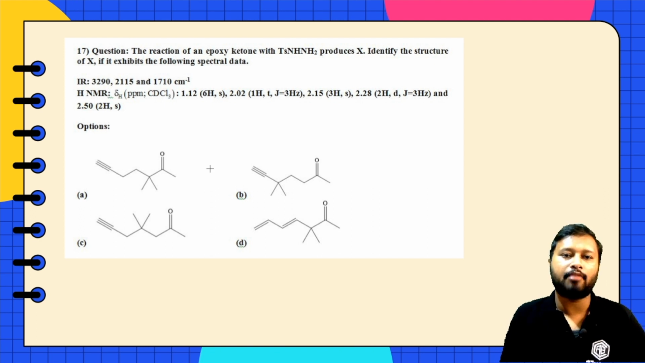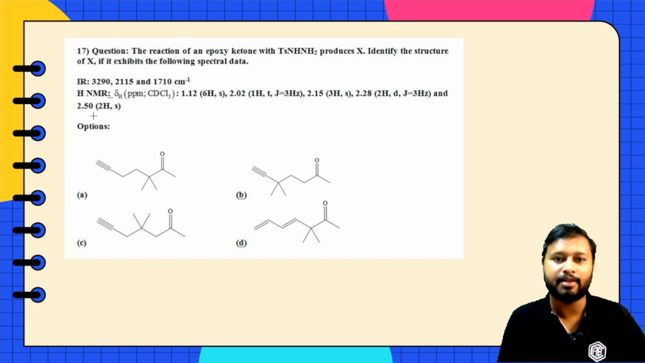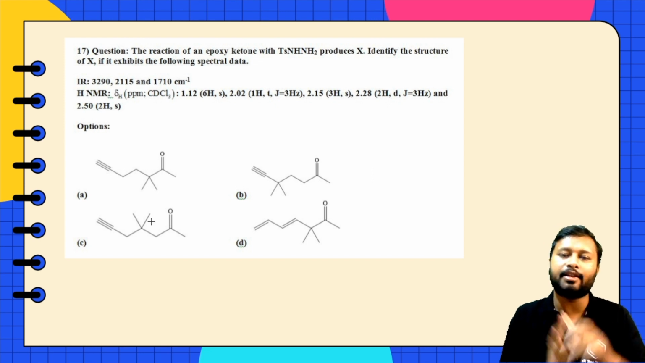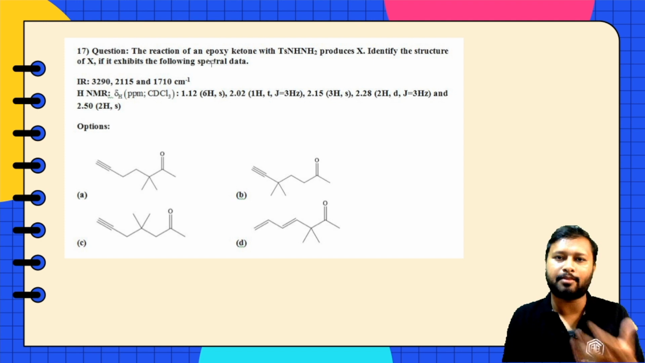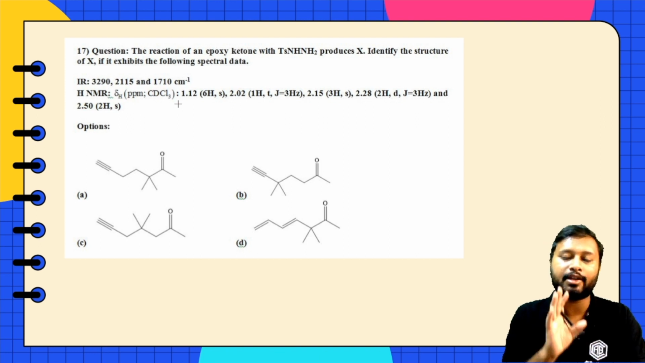All right, the data is IR: you are having 3290, 2115 and 1710 cm^-1. In NMR, you are going to have 5 peaks, and you are given the options. So in this type of question, if you don't know much about organic reactions, let's say I don't know how epoxy ketone reacts with TsNH2, in that case I am just going to rely on my spectroscopic data and try to utilize that to solve the question.